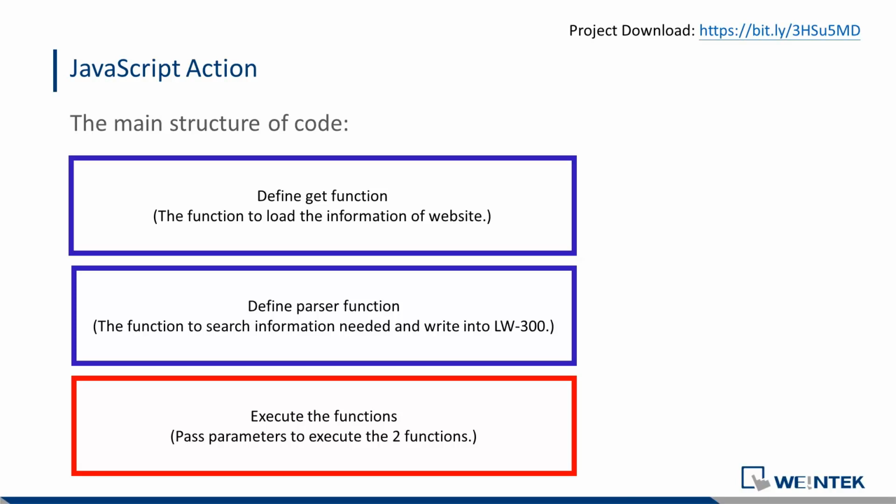The second part, we're going to define a function called parser. This parser function will search the information we're going to write into LW300. The last part is that we're going to execute the functions. We're going to pass parameters to execute these 2 functions above. So these are the main structure of the code.